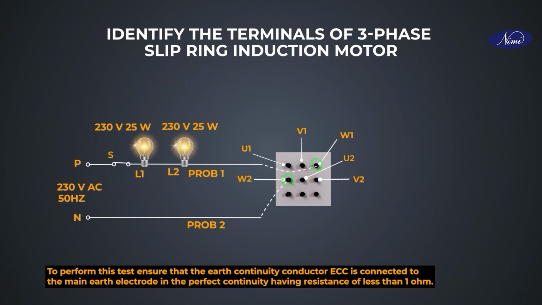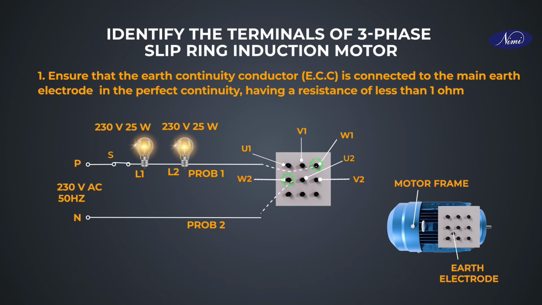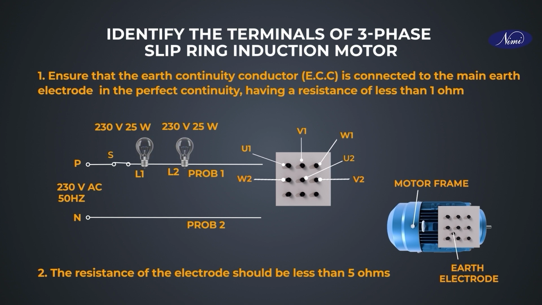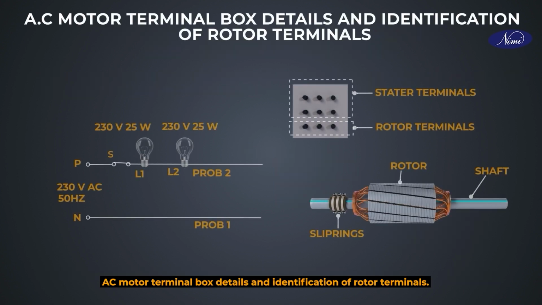To perform this test, ensure that the earth continuity conductor ECC is connected to the main earth electrode in perfect continuity having resistance of less than 1 ohm and the resistance of the electrode should be less than 5 ohms. AC motor terminal box details and identification of rotor terminals.